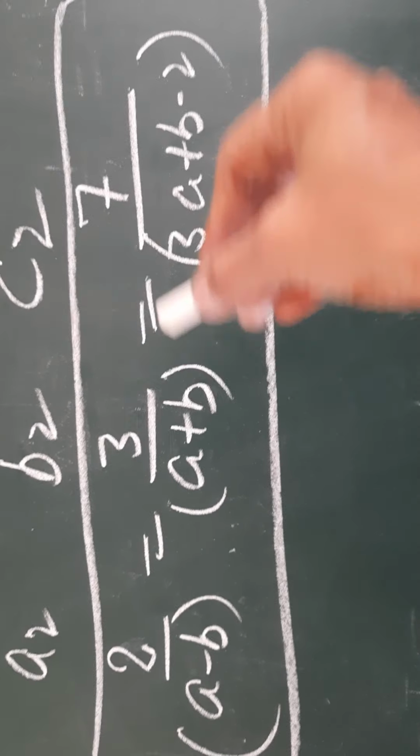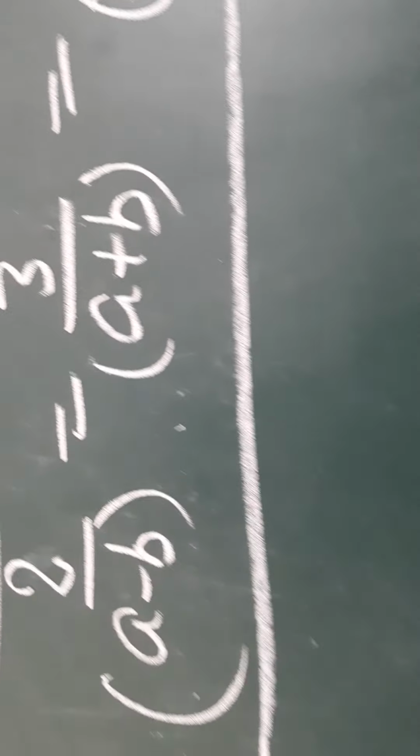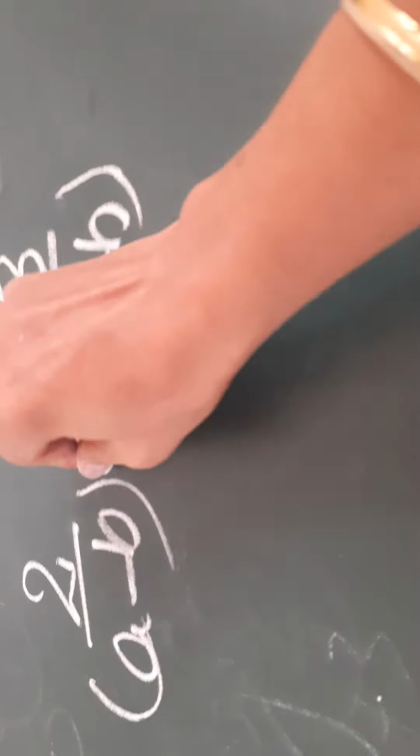In the second case, we'll compare these two to get the two equations. So first of all, we are going to compare this: 2 by 2a minus b is equal to 3 by a plus b, right? Now compare them. Compare means solve them.